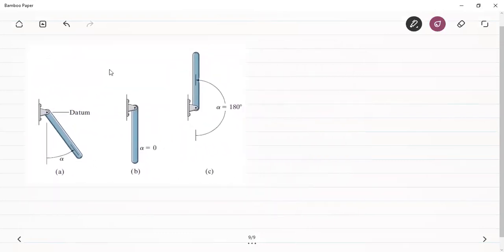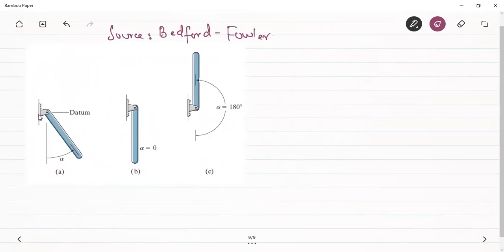Okay, so the source of it is the textbook by Bedford and Fowler. Okay, so see the example of this rod.